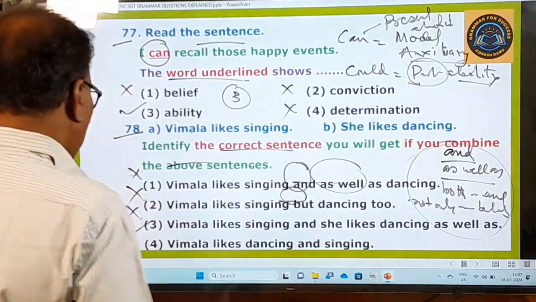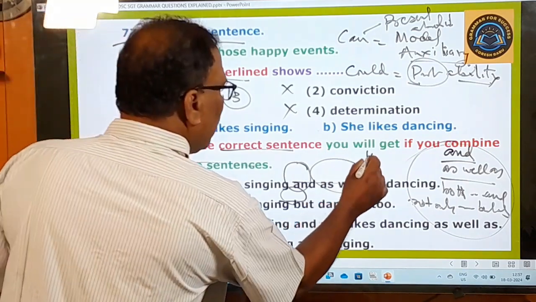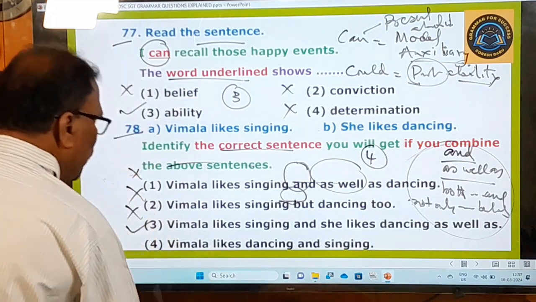Okay, and the first one, second one, and third one are wrong. Only the fourth one is the right option. And now let's move on to the next question.